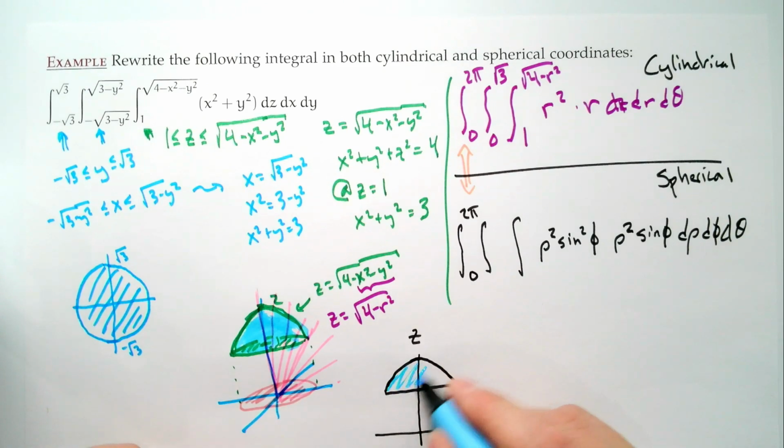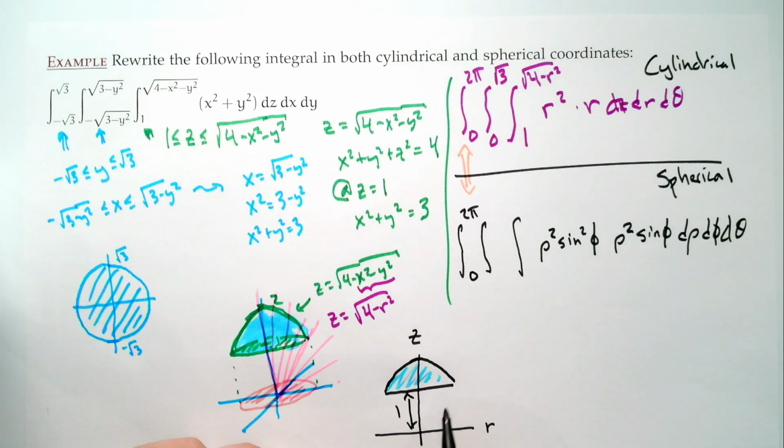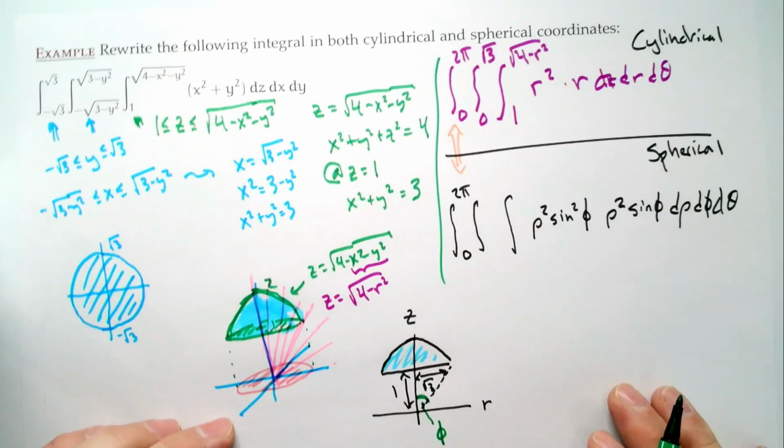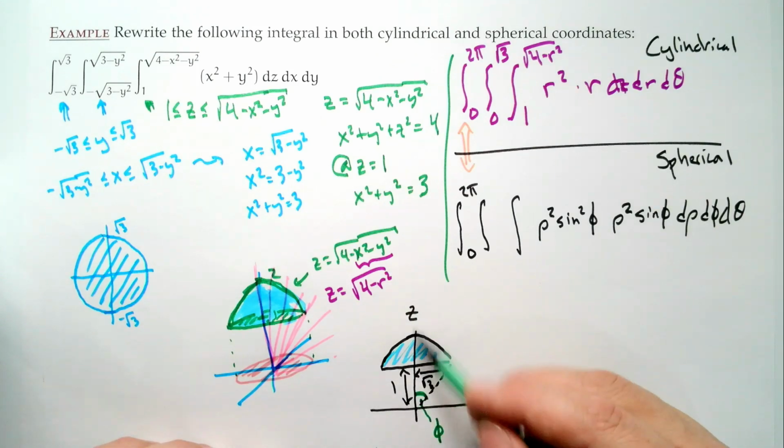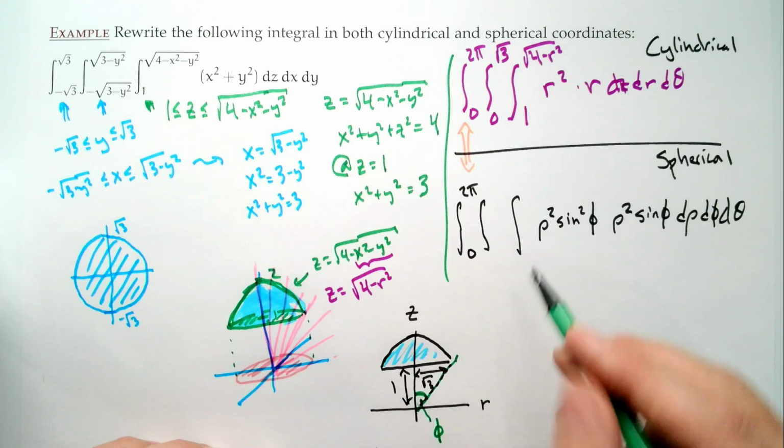I know a couple of things. I know that this distance is 1. But I also know something else. I know that this distance here, what is that distance? Square root of 3. And now what am I after? I'm after this angle here. This angle is the angle phi. That's the angle I need to figure out, because that's going to tell me where I stop. Phi is going to start at 0 and keep going until I get to this angle.